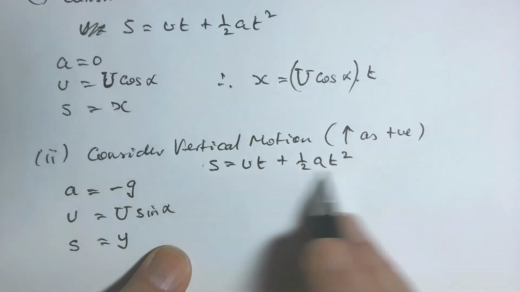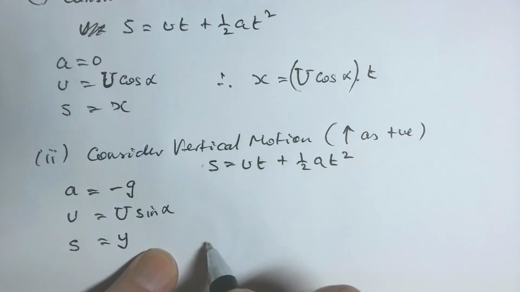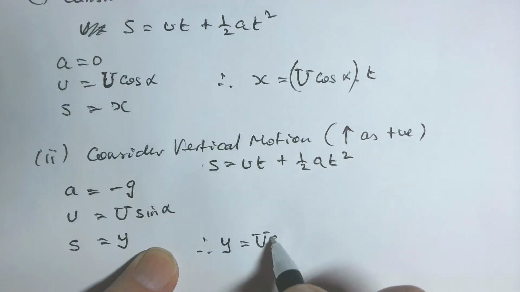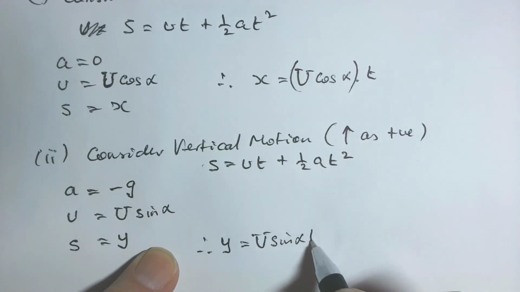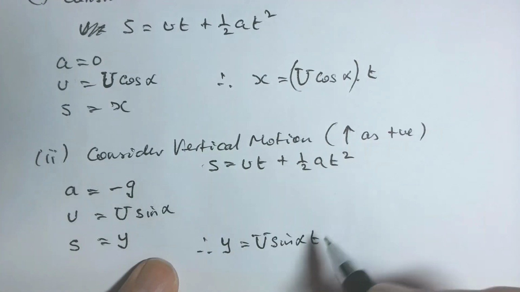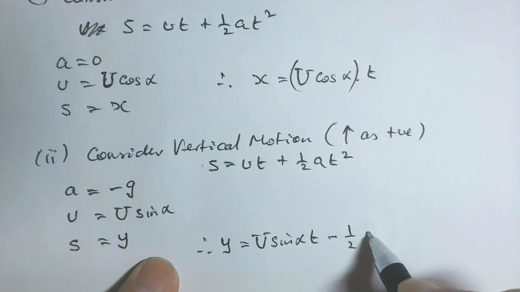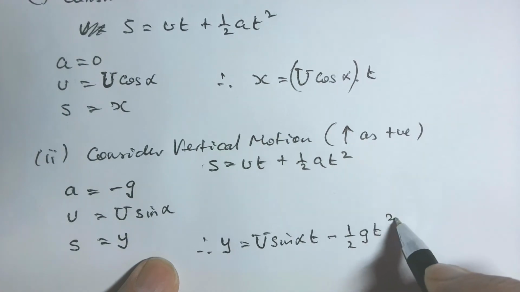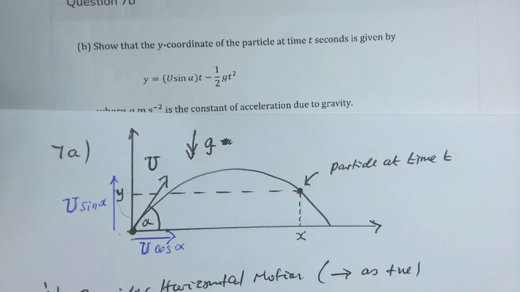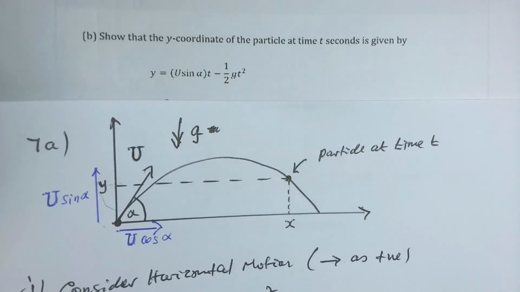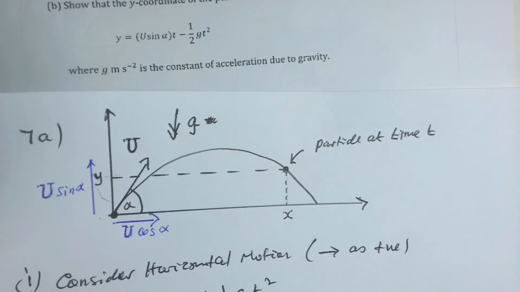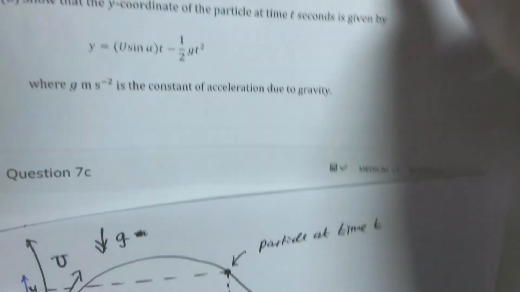So substituting into this equation, we get y equals big U sine alpha t. Because a is minus g, it's going to become minus a half gt squared. And that's what we've been asked to show in the question: y equals u sine alpha t minus a half gt squared. So that's pretty straightforward.